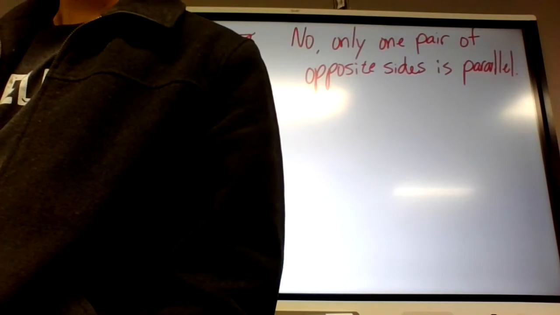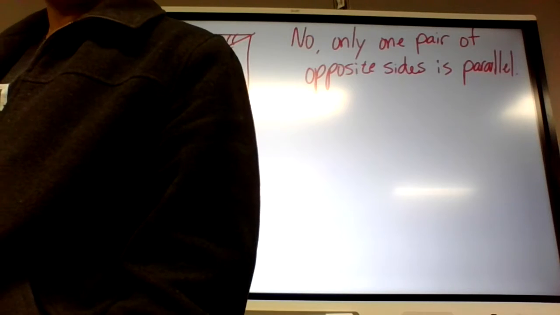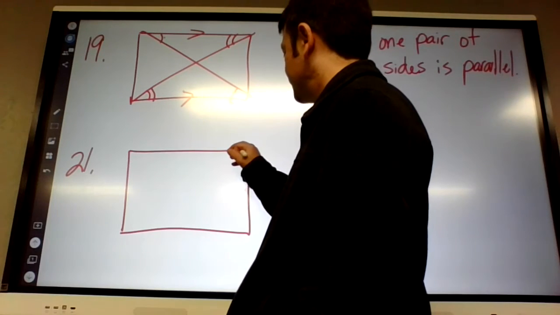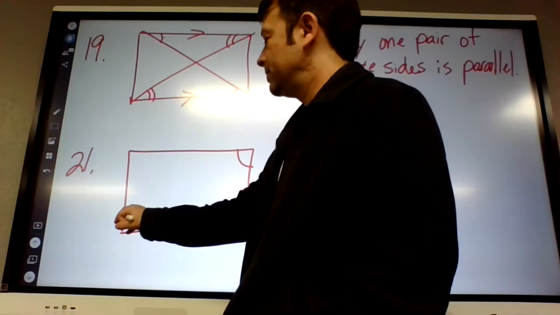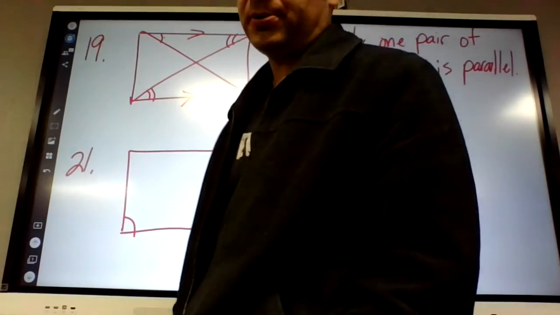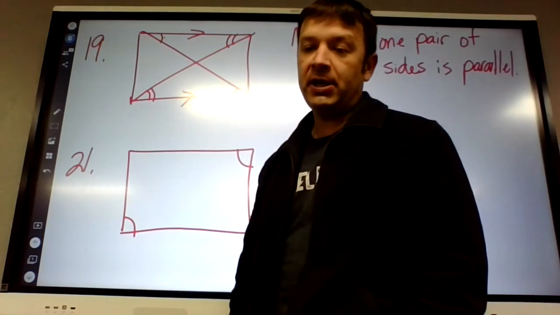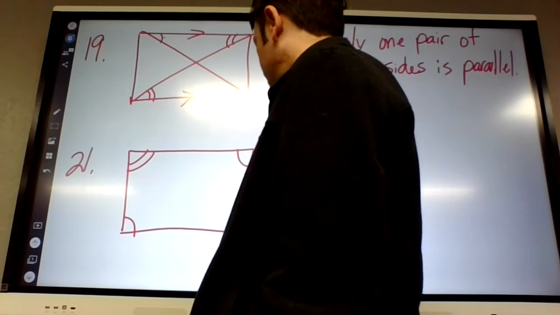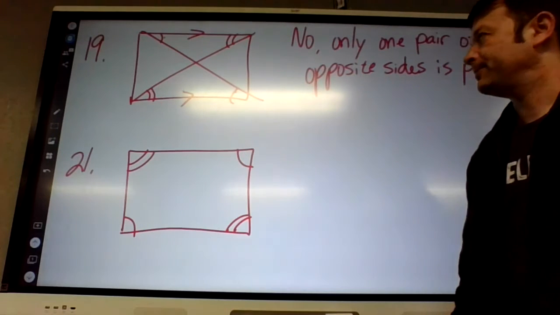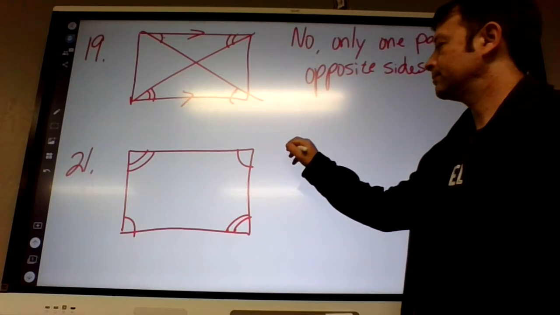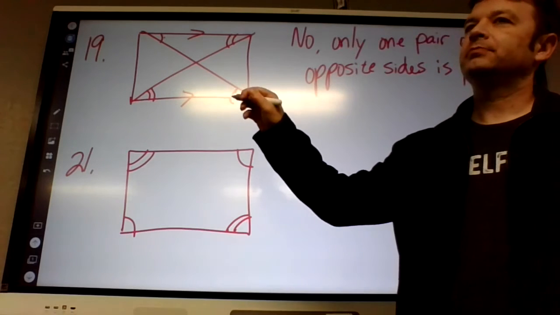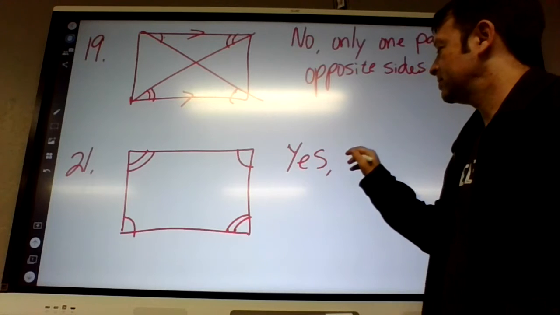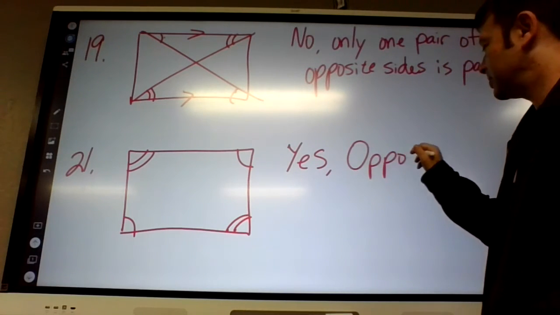It's not that funny. Okay, 21 says angle ABC is congruent to angle CDA. Where are those at? Those corners. And angle DAB and BCD. Do we have enough to say that is a parallelogram? Yes, because opposite angles are congruent.